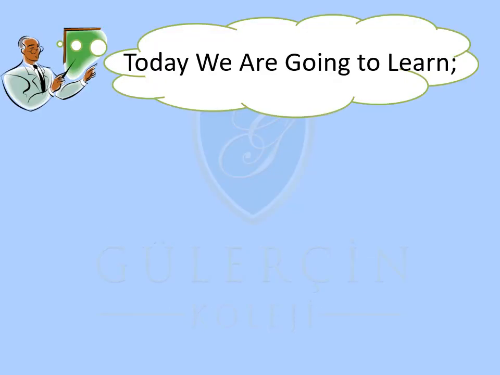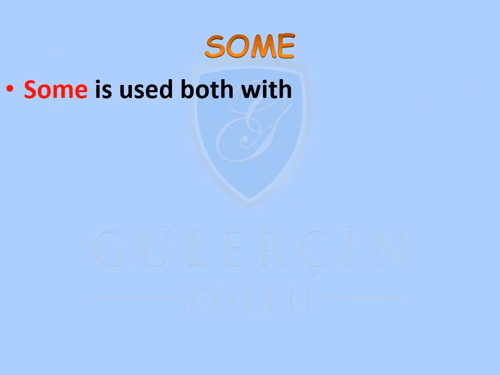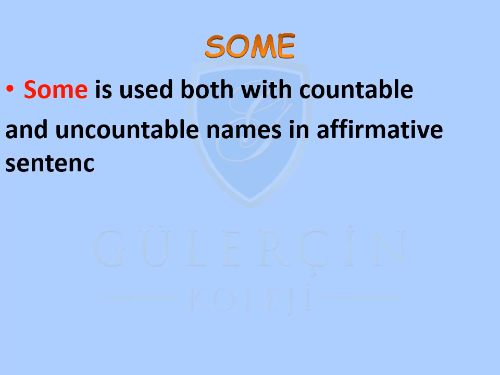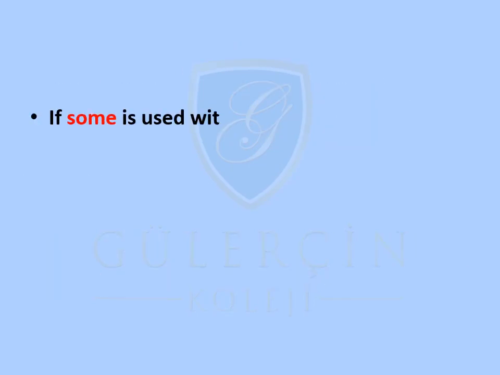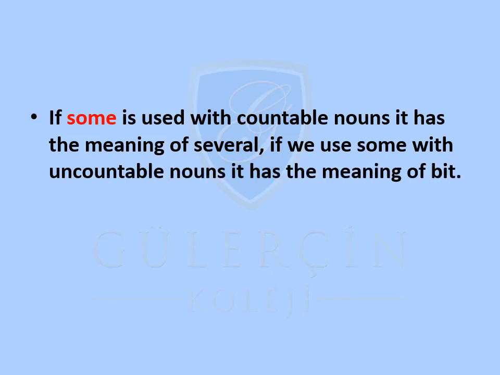Today, we are going to learn some and any. Some. Some is used both with countable and uncountable nouns in affirmative sentences. If some is used with countable nouns, it has the meaning of several. If we use some with uncountable nouns, it has the meaning of a bit.